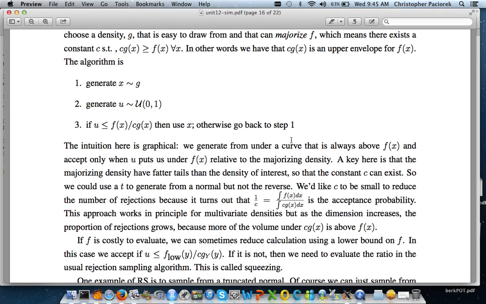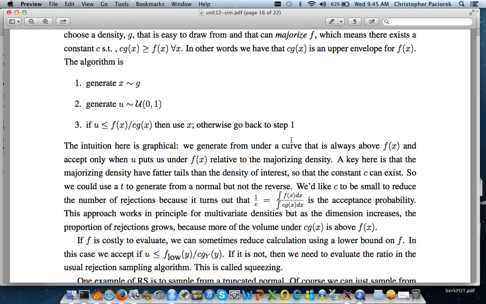Can I use a t-distribution as the distribution that I actually sample from? So pretend I don't have an algorithm for generating from a normal distribution. Would I be able to use a t-distribution as my g of x? So this would be f, and this would be g.